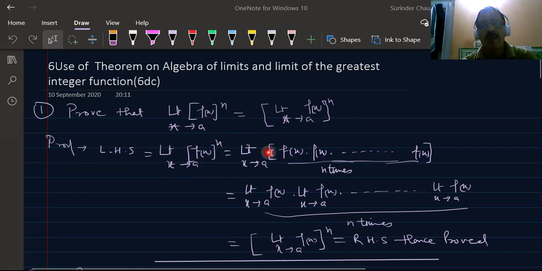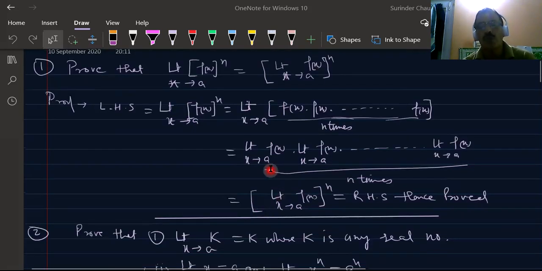So f(x) raised to n can be written as the product of n f(x)'s, f(x) into n times. So the limit of the product is limit x to a of f(x) into f(x) into limit x to a of f(x). The limit of a product is the product of the limits if there are two or more functions. Limit x to a of f(x) into limit x to a of f(x), and so on to limit x approaches a of f(x). And how many f(x) are there? There are n f(x)'s. So when we combine them, the base is the same. So this into this into this is repeating n times: limit x to a of f(x) whole raised to power n, which is the right side.